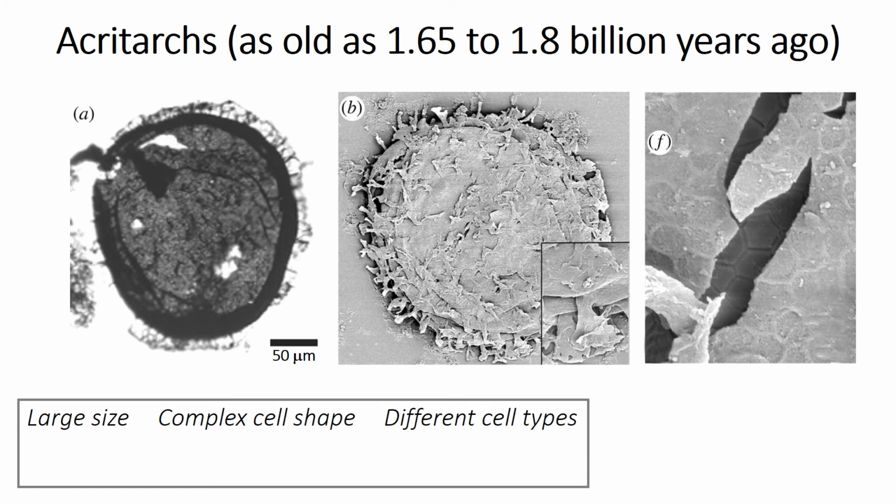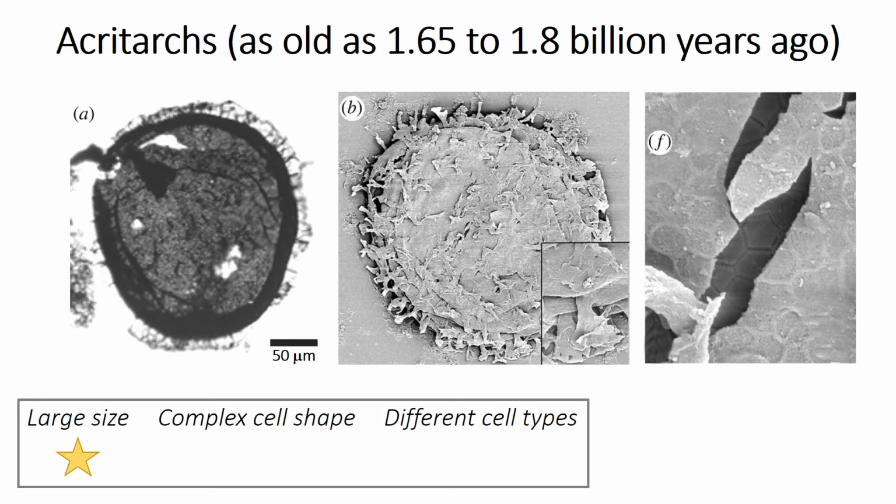So moving back in time, there's a group of organic fossils called acritarchs, and this probably includes many different types of organisms, but acritarchs can be found in rocks as old as 1.65 to 1.8 billion years ago. So are these eukaryotes? Well, first, do they have large cells? Well, you bet they do.